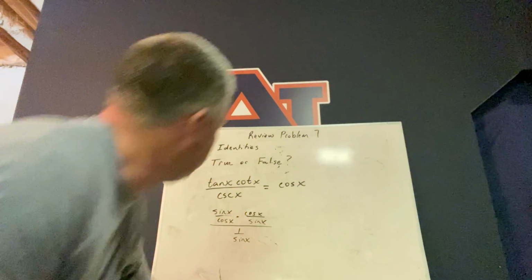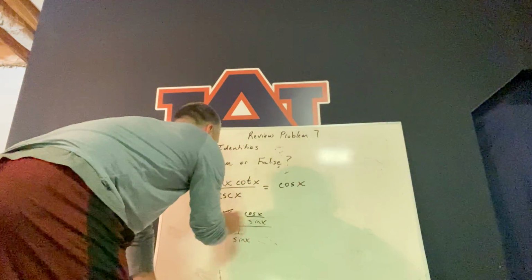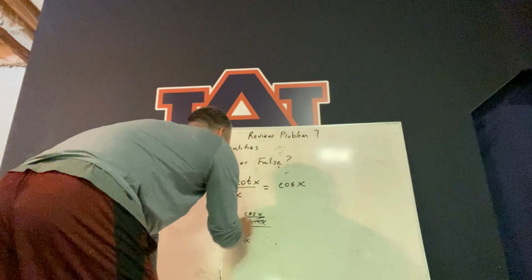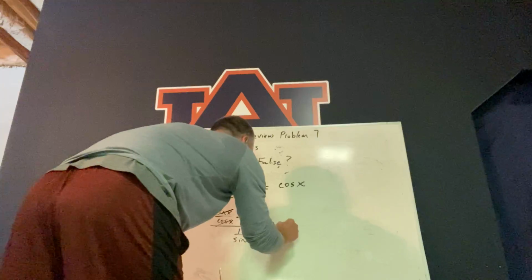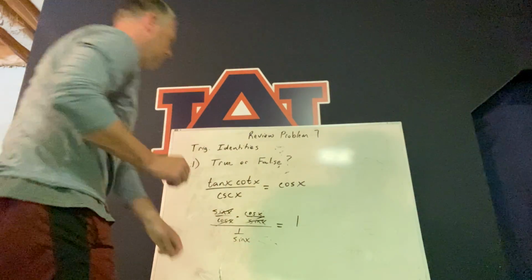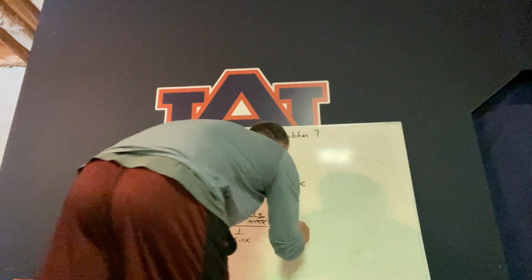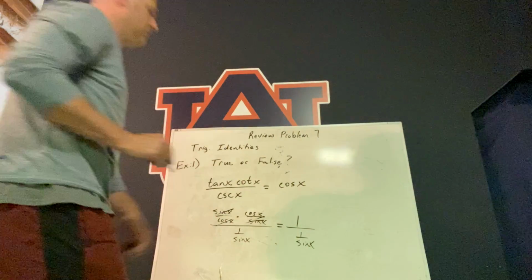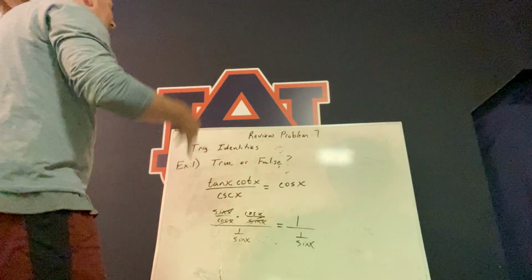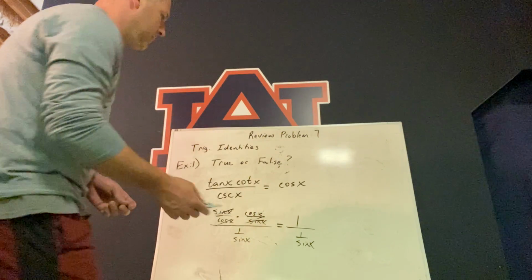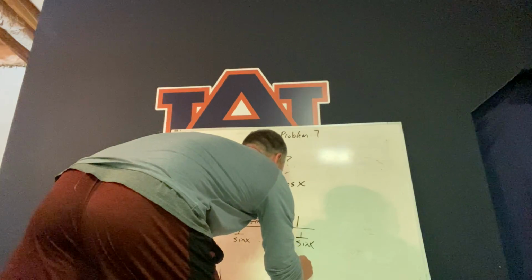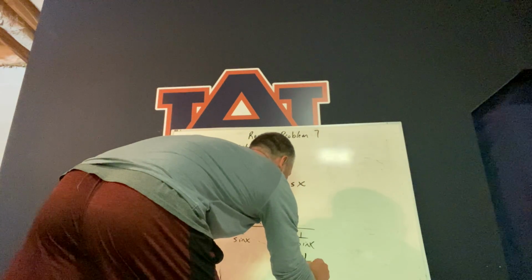Up top, this sine cancels because you're multiplying. This cosine cancels, so it gives me 1 up top over 1 over sine x. All right? Now, that's the same thing as 1 divided by 1 over sine x.